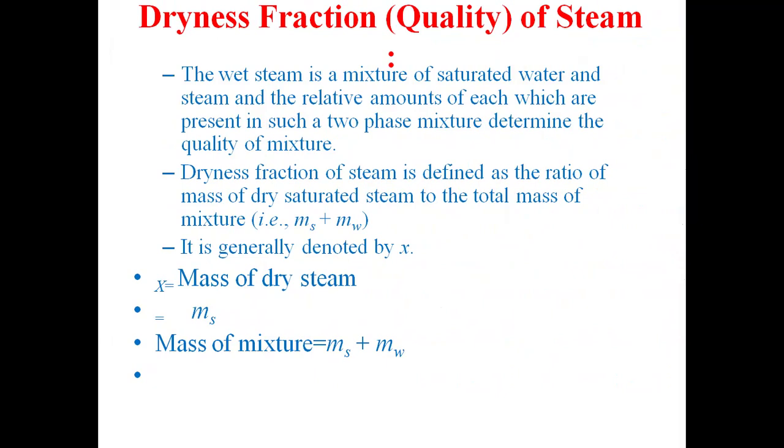Dryness fraction of steam is defined as the ratio of the mass of dry saturated steam to the total mass of the mixture. It is generally denoted by X. It is the ratio of the mass of dry steam to the mass of wet steam. This is what we call the dryness fraction of steam, and it is represented by the symbol X.